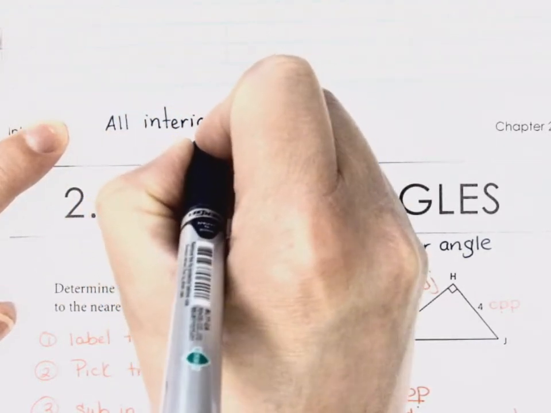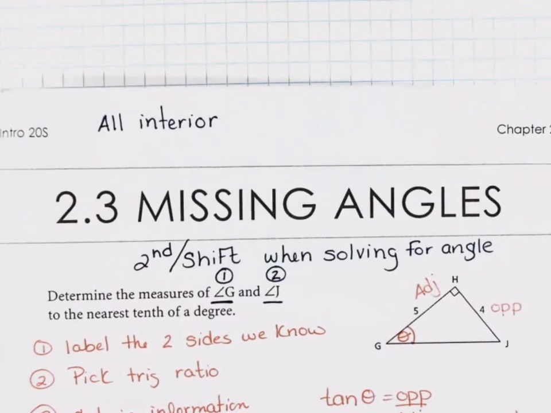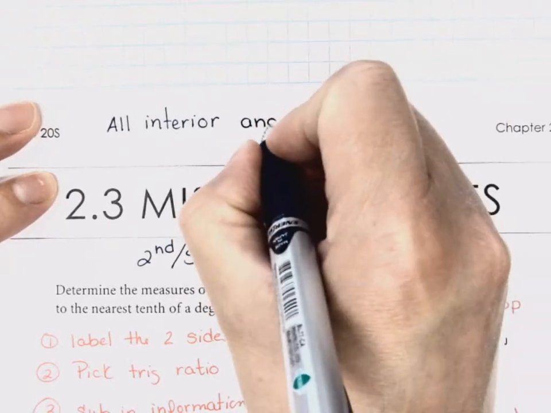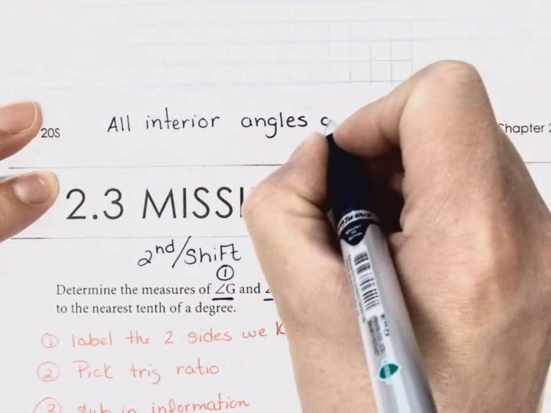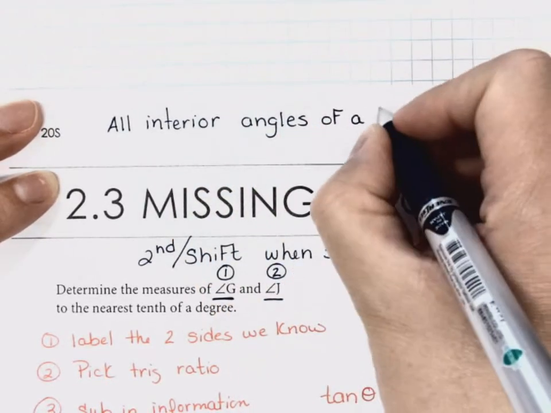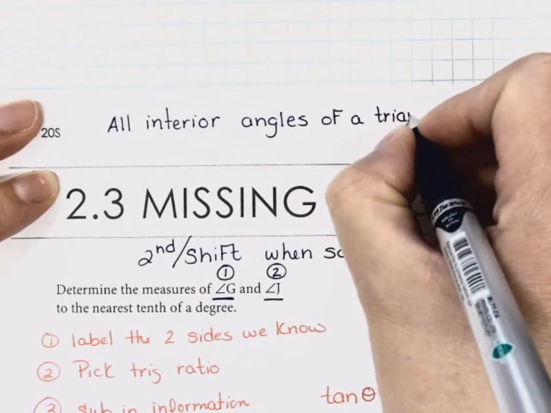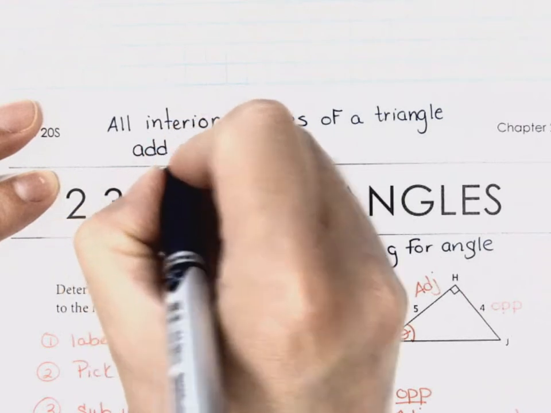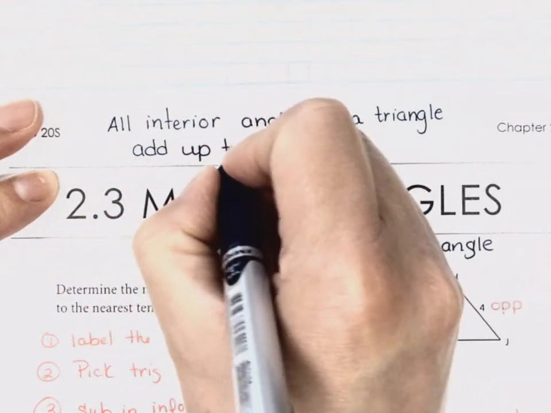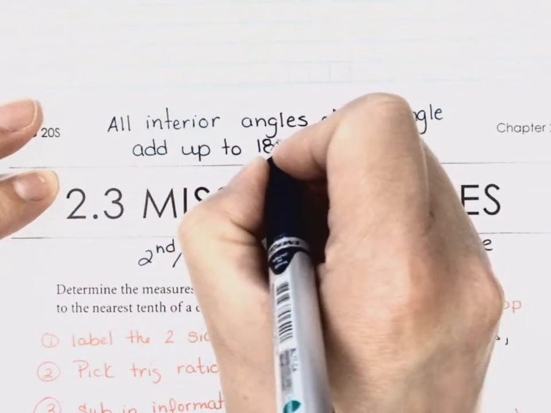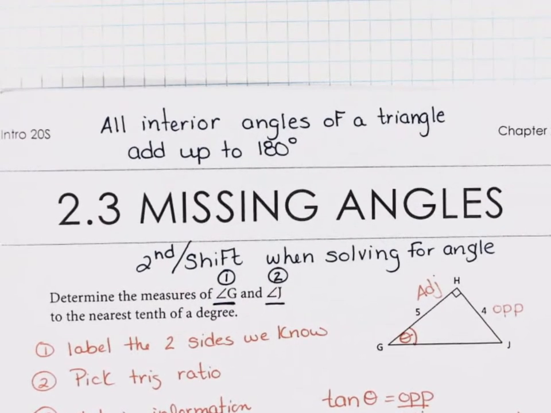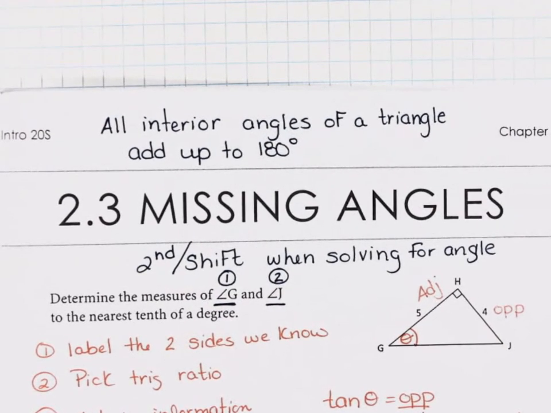Do you guys know what the word interior means? Yeah, like interior defense. The inside. So it's the inside, okay? So all interior angles of a triangle add up to 180 degrees.